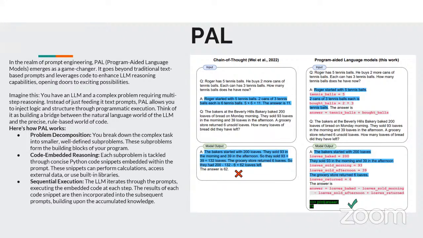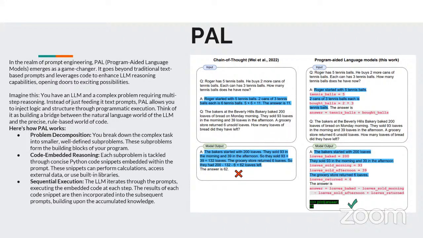But in the second question, the question is: the bakers at the Bravery Hills Bakery baked 200 loaves of bread on Monday morning. They sold 93 loaves in the morning and 39 loaves in the afternoon. A grocery store returned six unsold loaves. How many loaves of bread did they have left? So the chain of thought process is giving the wrong answer, right? Because it is subtracting the unsold loaves also here. Like 6 is subtracted, right?